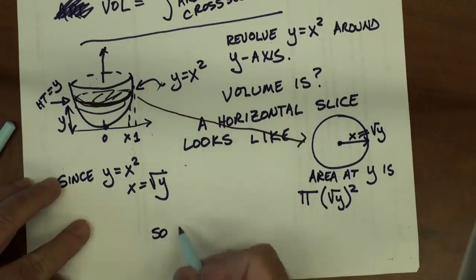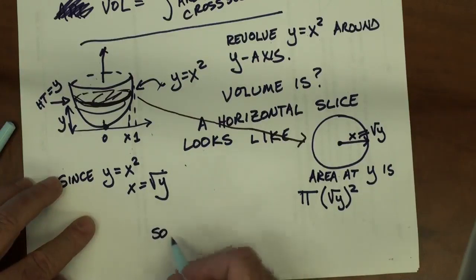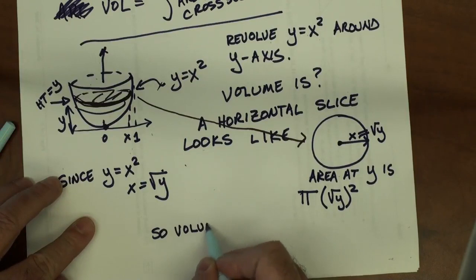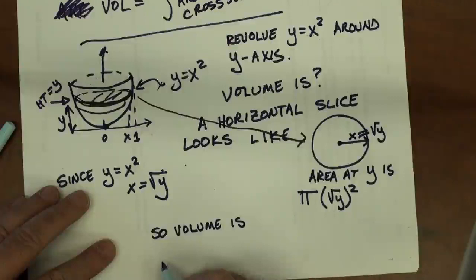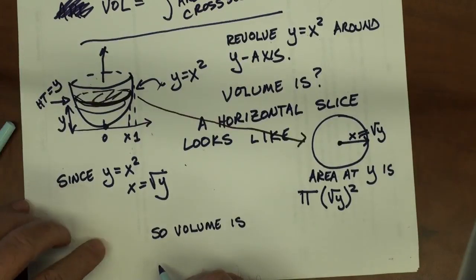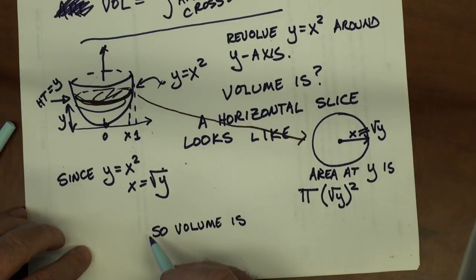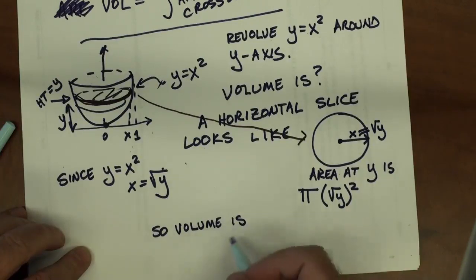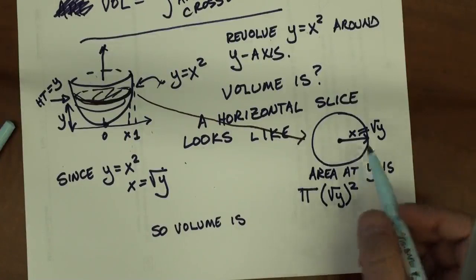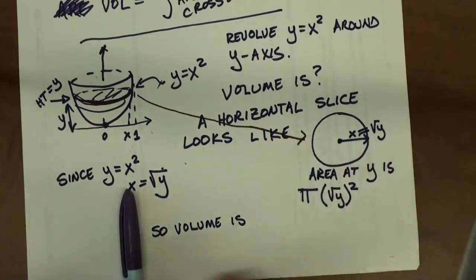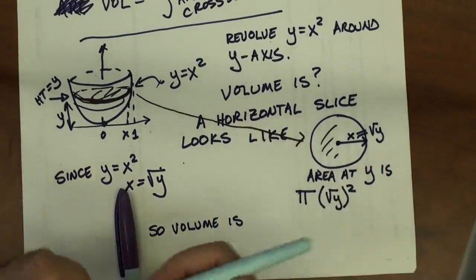So since I'm rotating around the y-axis, I'm going to want to integrate dy. So x squared, if I know y, I want to know the radius. Sorry, the radius is not x. I'm just wrong. So I need to know the radius at height y.